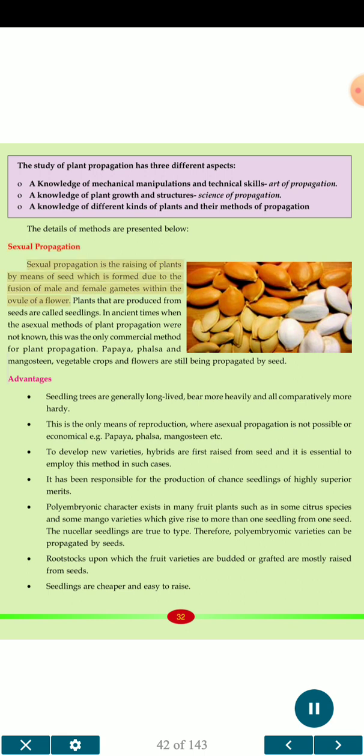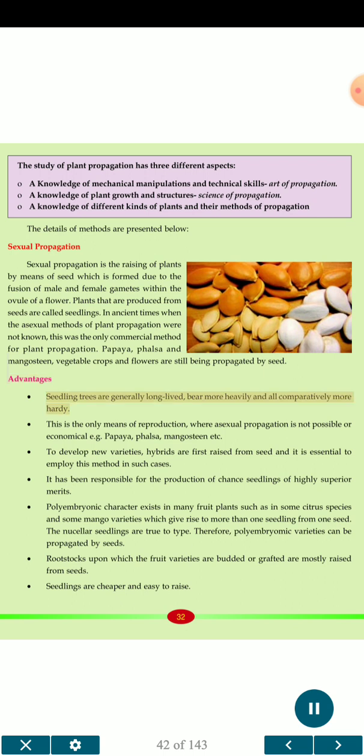Sexual propagation. Sexual propagation is the raising of plants by means of seed, which is formed due to the fusion of male and female gametes within the ovule of a flower. Plants that are produced from seeds are called seedlings. In ancient times, when the asexual methods of plant propagation were not known, this was the only commercial method for plant propagation. Papaya, falsa, mangosteen, vegetable crops and flowers are still being propagated by seed.